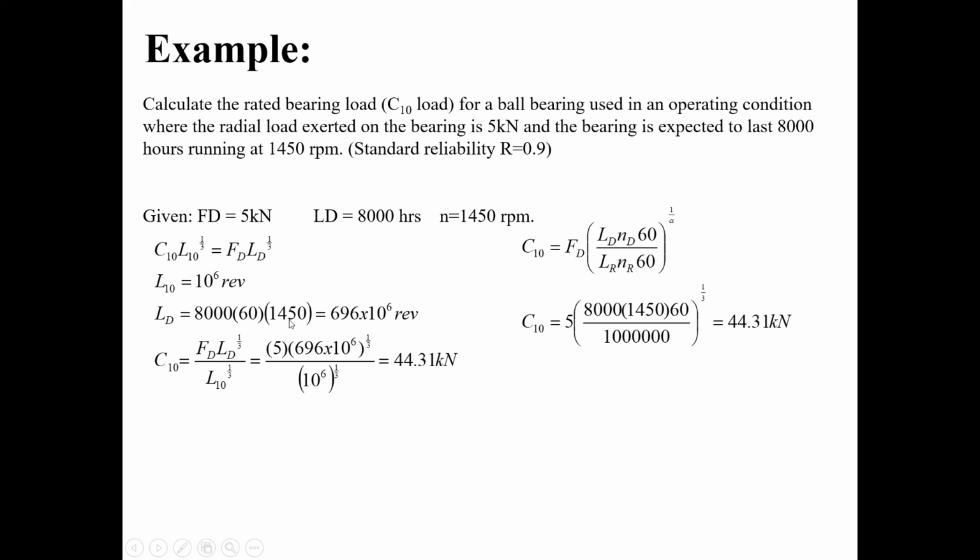60 is just a number, then the RPM. So you get this one. Substitute inside the formula, with the force put here, and divide by L10. So you get the value of C10, in Newton, which is the load. This side's calculation is the same as the other one, the C10 calculation here. It's the same answer with a different method. This is one of the examples.